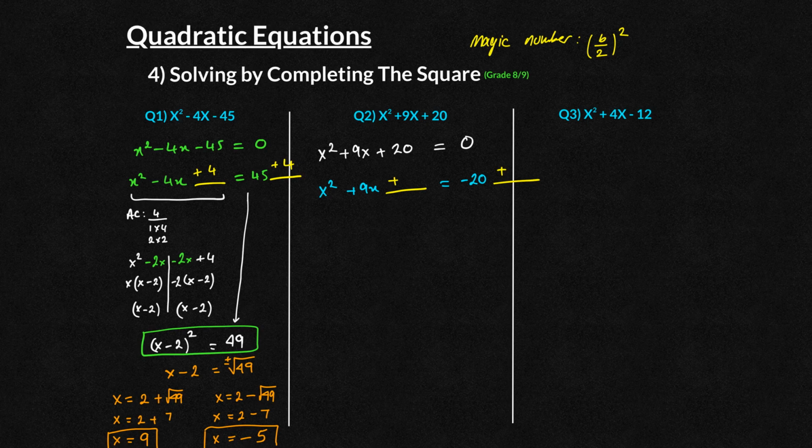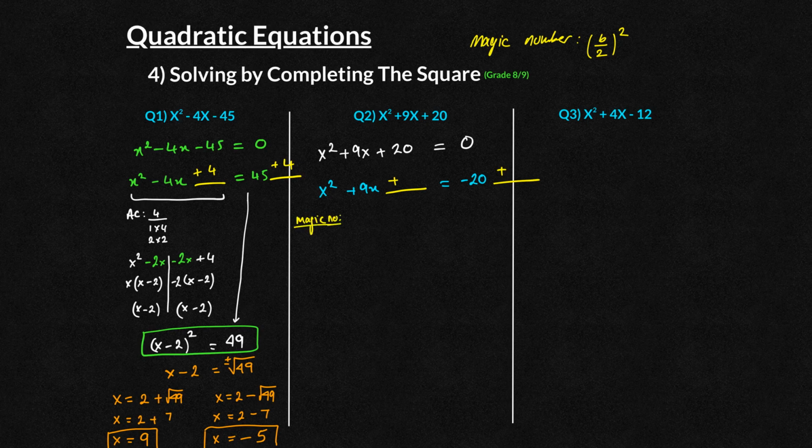So if we look at the magic number, it is 9. Half of 9 is 4.5, and then we need to do 4.5 squared. So I'm just going to write that to make it clear.